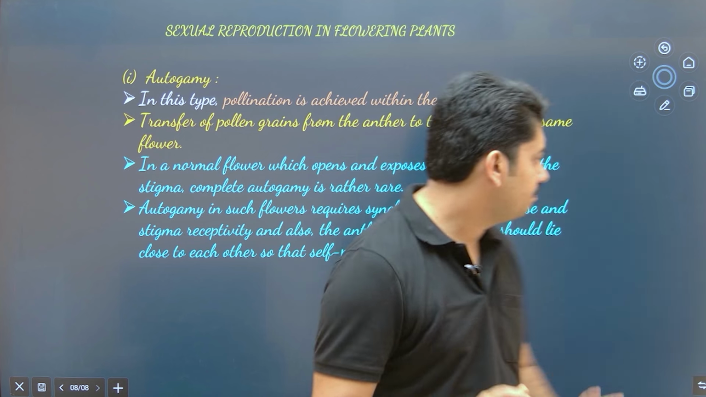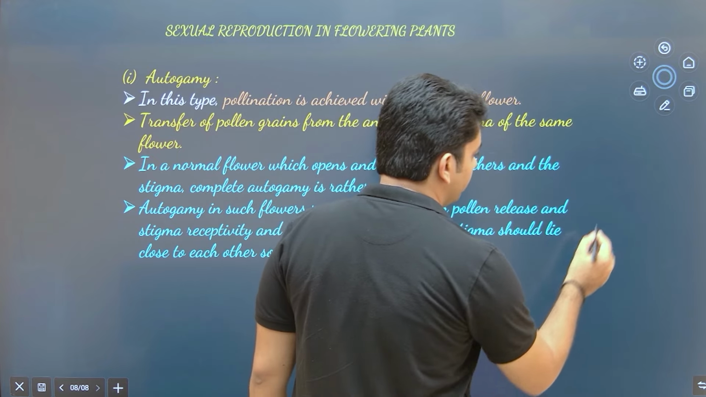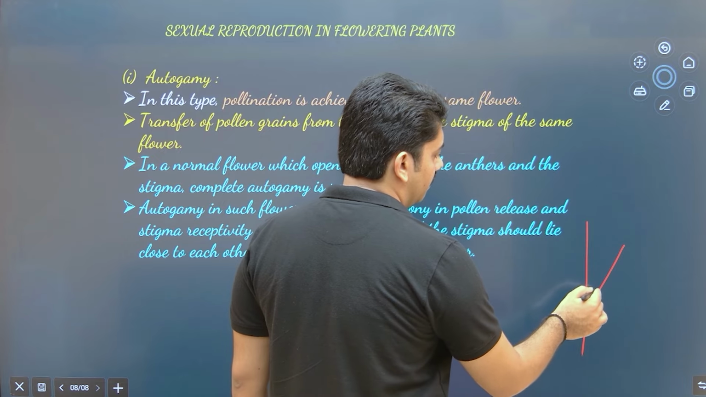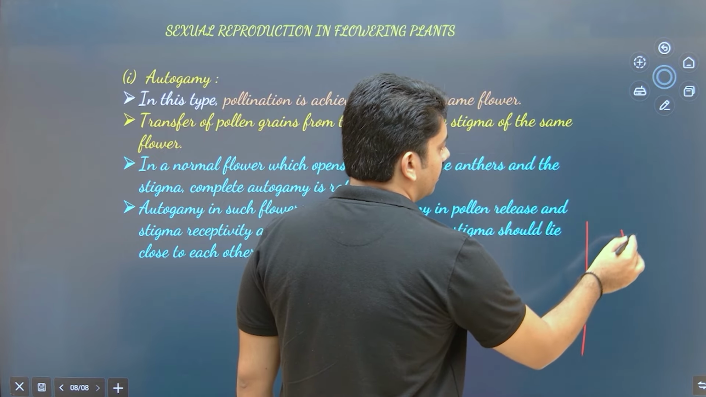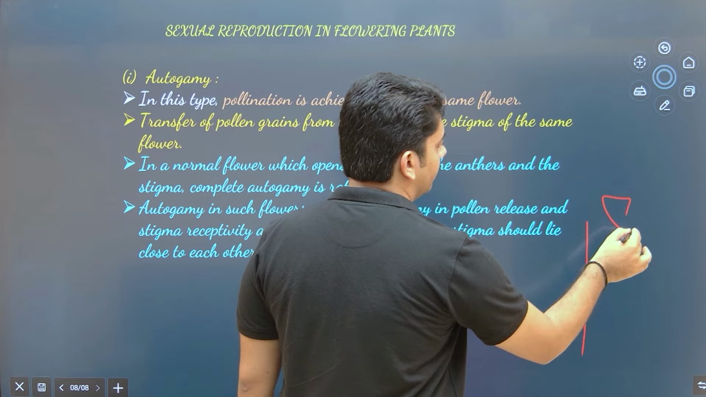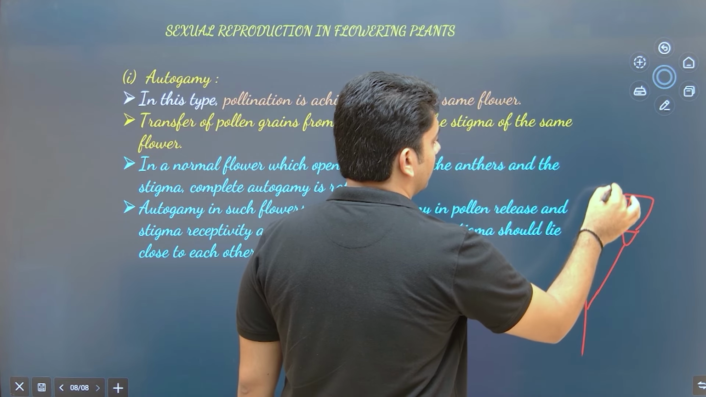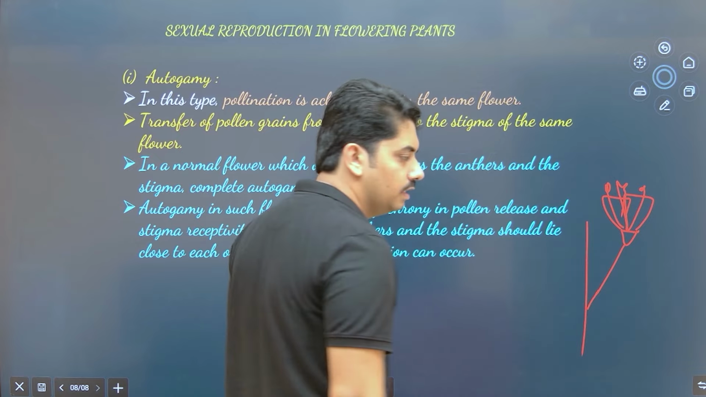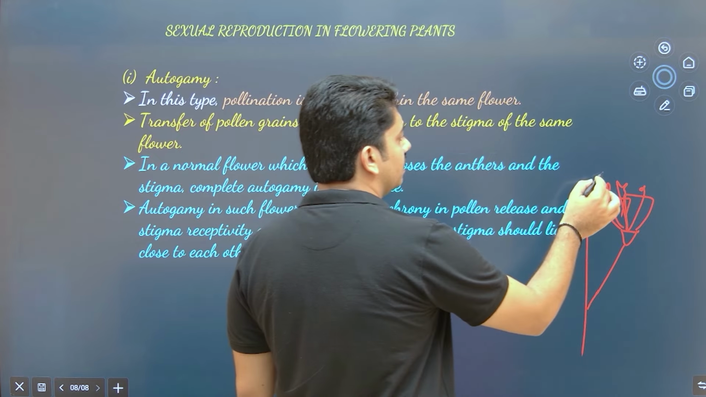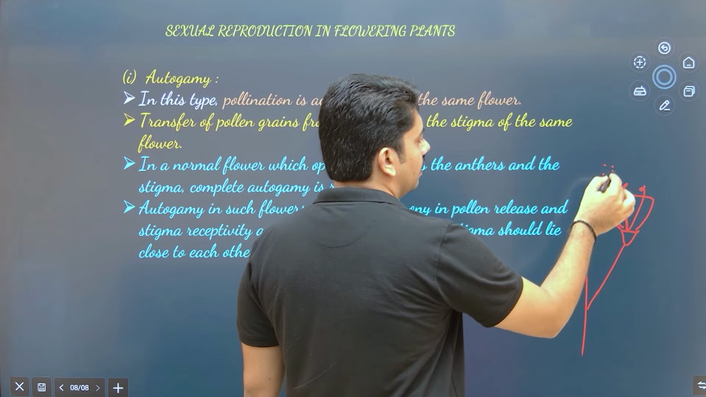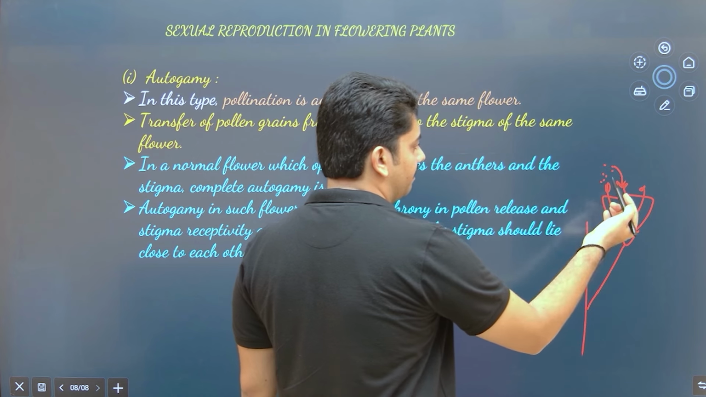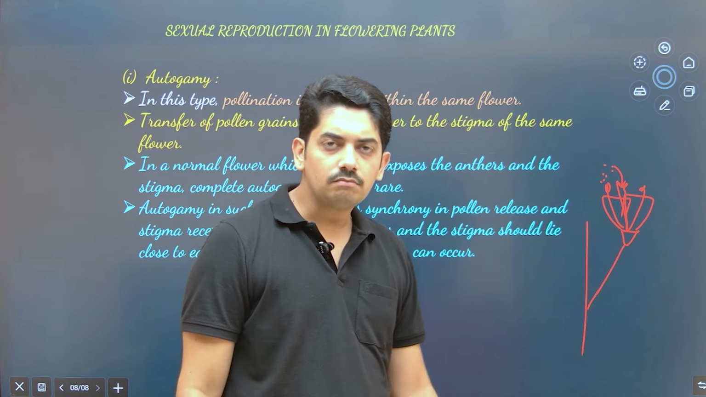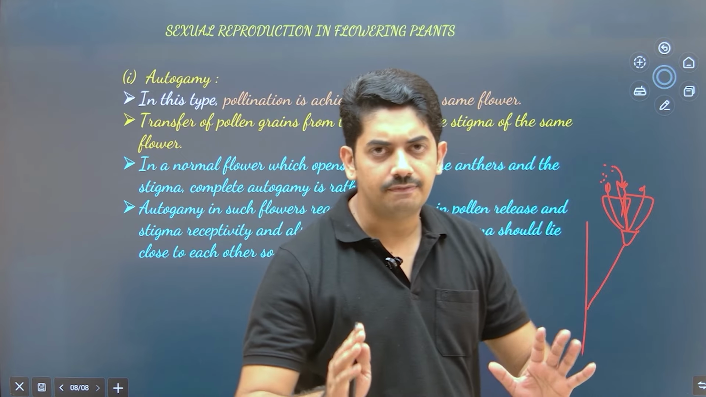Okay, in simple words, if I draw a diagram here, suppose this is one plant producing a flower. Here this flower is having androecium as well as gynoecium. What happens? Pollen grains which are released from this will deposit on the stigmatic surface and pollination takes place. And this we call as autogamy. This is just a definition.